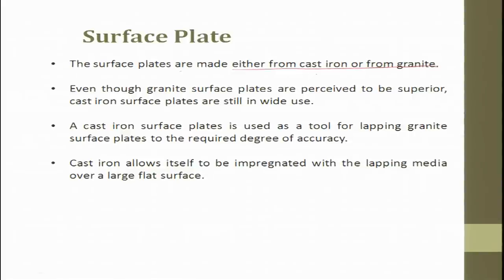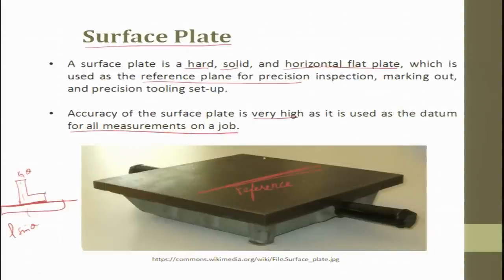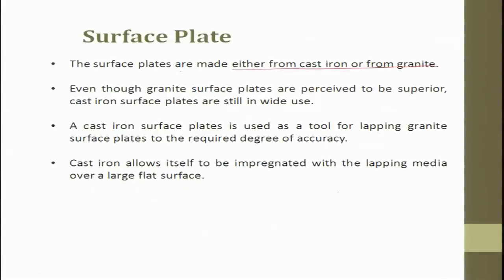Here we try to make pits and then we try to make it flat. It will not be milled. Even though granite surface plates are perceived to be superior, cast iron surface plates are still used widely, because with granite, though the thermal expansion and all is very good, it is brittle in nature. So, if there is a shock or something happens, then it will start cracking and it will break.